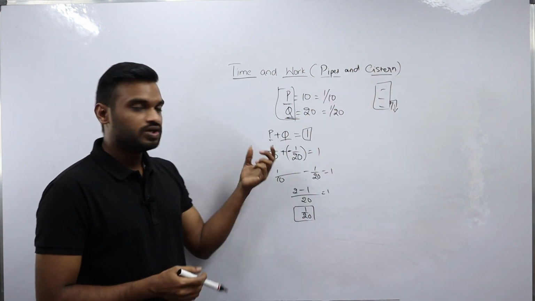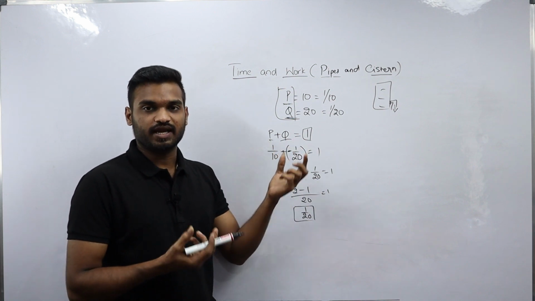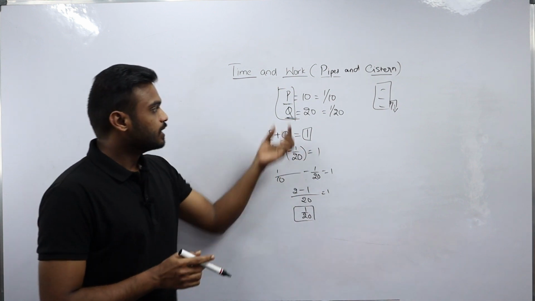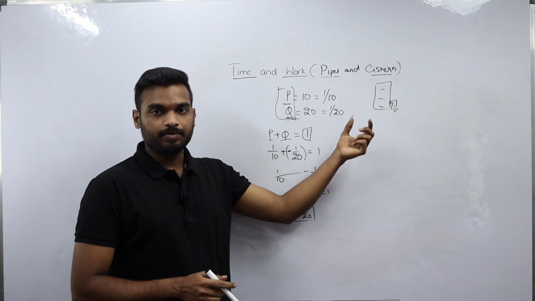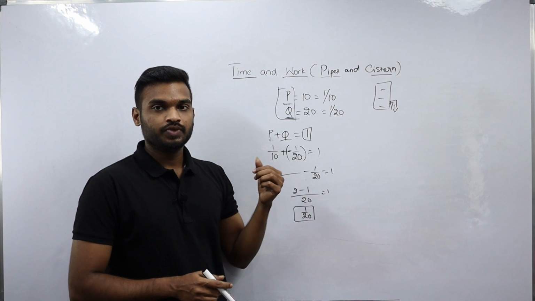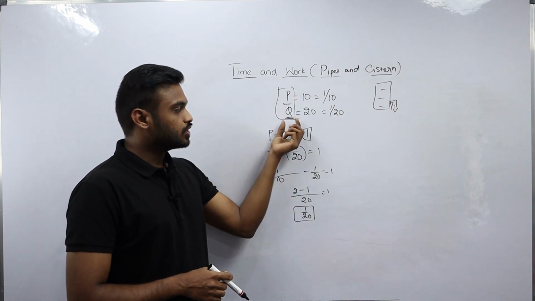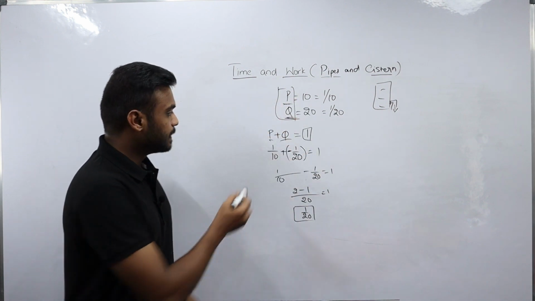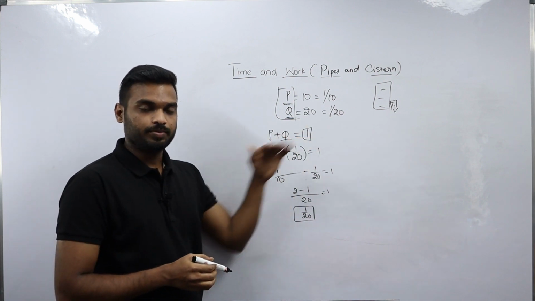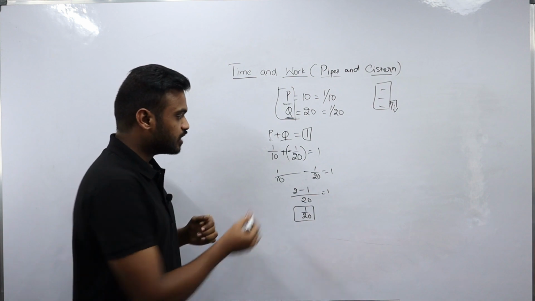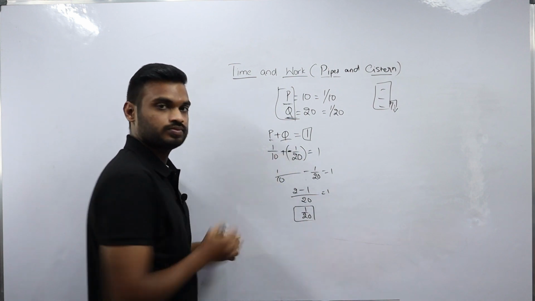I will explain once again so that you can understand in a better way. P is trying to fill the tank and the tank has an under tap that is emptying the water in the tank. If both P and Q are opened, P is trying to fill the tank, that is 1 by 10, and Q is trying to empty the tank. That's the reason we keep the negative symbol for Q's work.